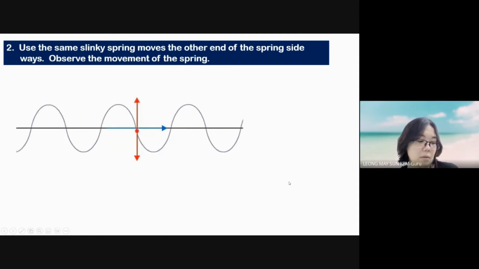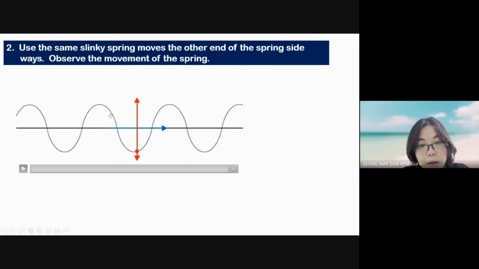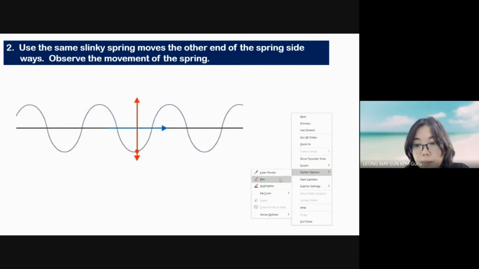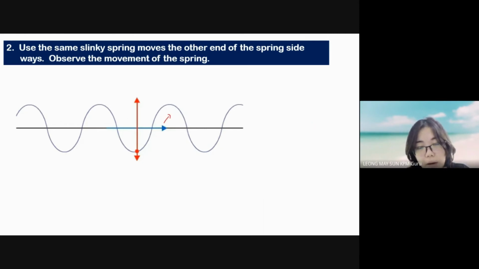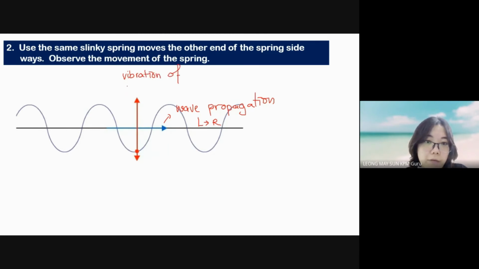I think my headset should have rose up. Over here, the blue line represents the wave propagation. So this is the wave moving from left to right. The red particle is moving up and down. So this is actually the vibration of matter or particle. It doesn't matter whether we say particle or matter.